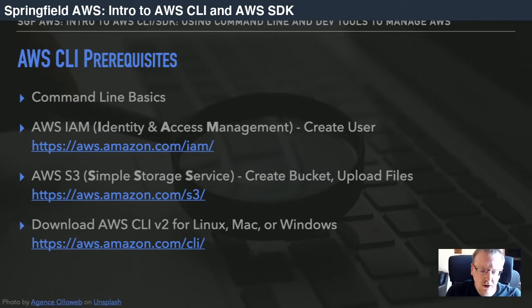You'll need to know how to use AWS S3, at least the basic concepts, what it means to create a bucket, what it means to upload or download objects. And then finally, of course, if you're going to use the CLI, you need to download it. Version 2 is available for Linux, Mac, and Windows. I listed the URL here.